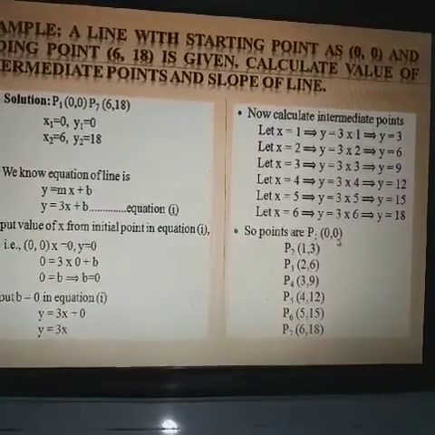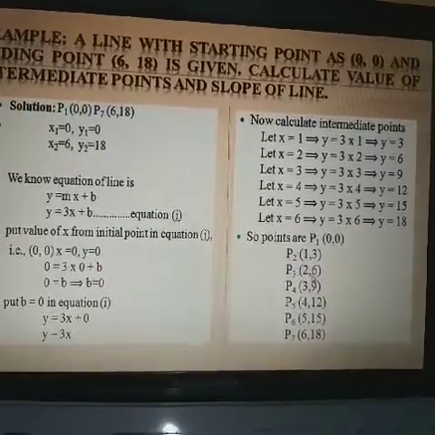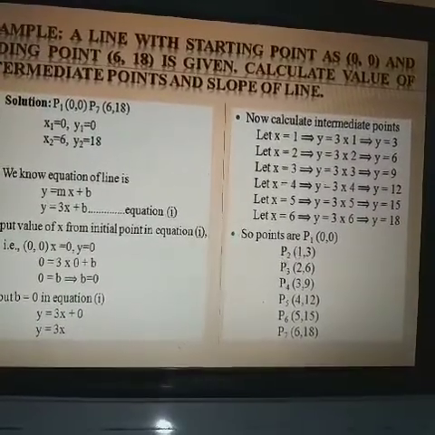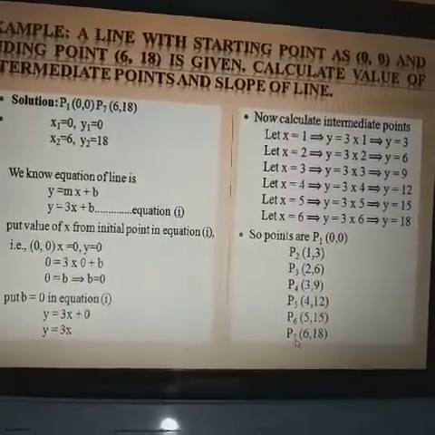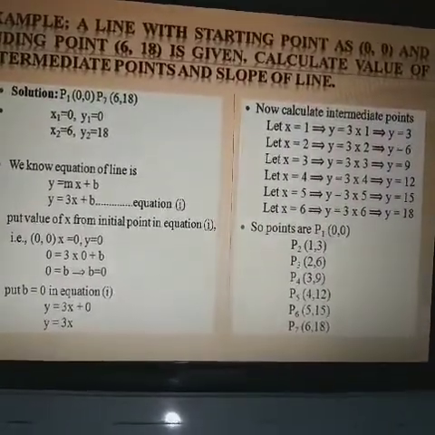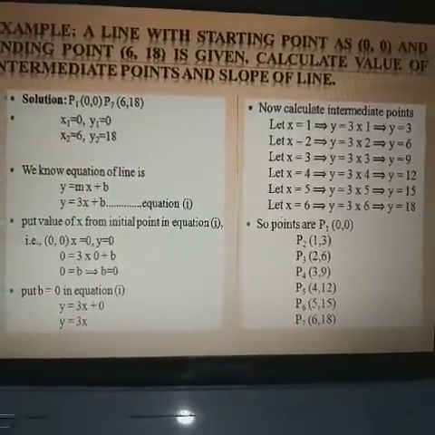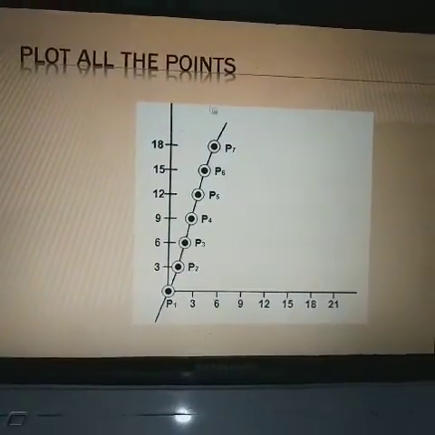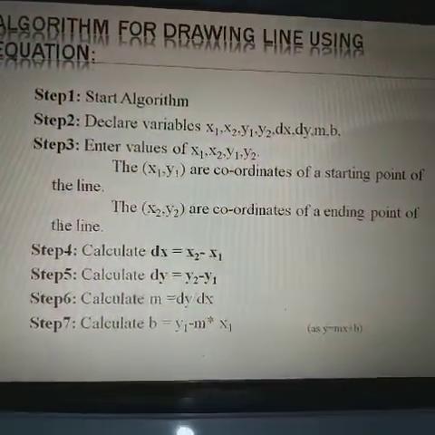So what were the points for P1 already? 0, 0. In the last, 6, 18. And intermediate points are 1, 3, 2, 6, 3, 9, 4, 12, 5, 15, and these points are denoted as P1, P2, P3, P4, up to P7. So this is the simplest method for calculating the values of x and y. When we talk about a straight line, we have been given the two points and we simply calculate the intermediate points. So draw these points like this in the x and y plane. So this is a simple algorithm for this.